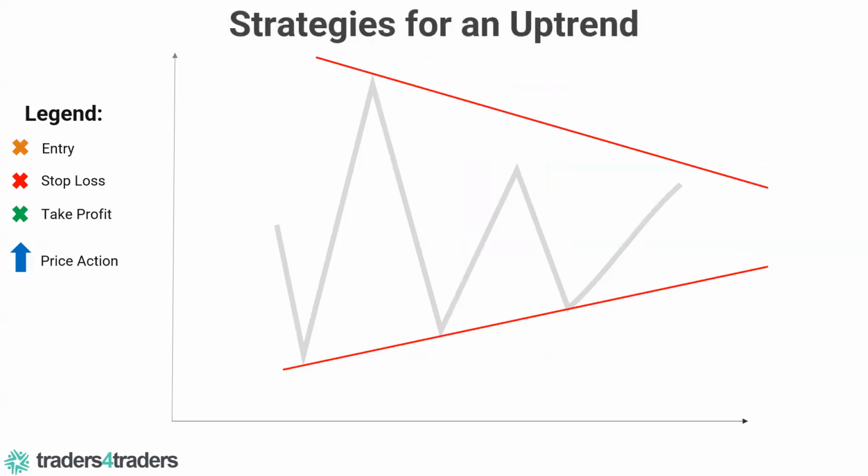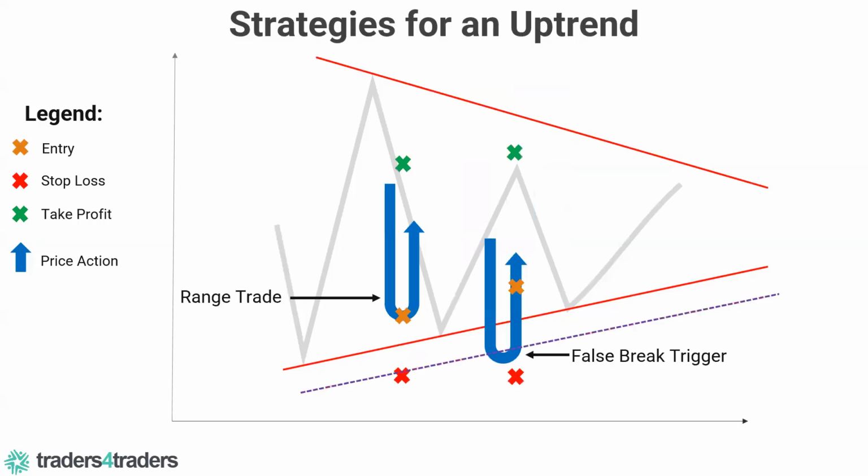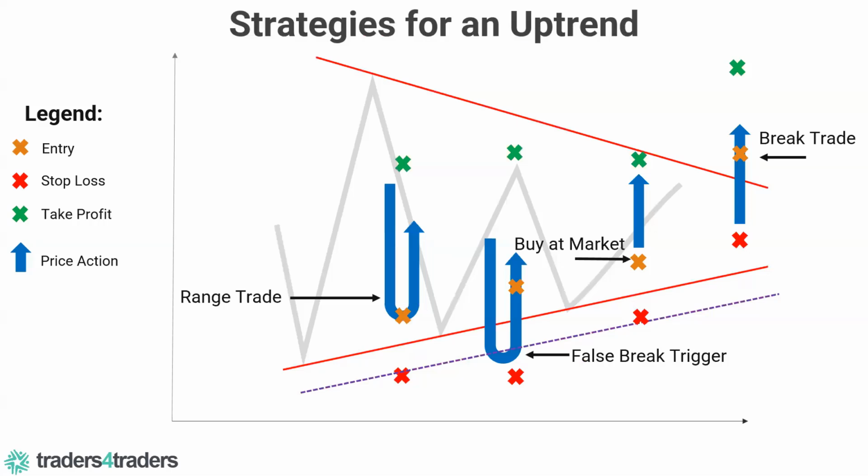Okay, and for an uptrend, it's just the opposite. Okay, a range trade looking to buy on a dip towards support. The false break trade, okay, looking for a break of support and then seeing it snap back into the range. Buying at market on strong economic numbers or buying on a break of resistance.